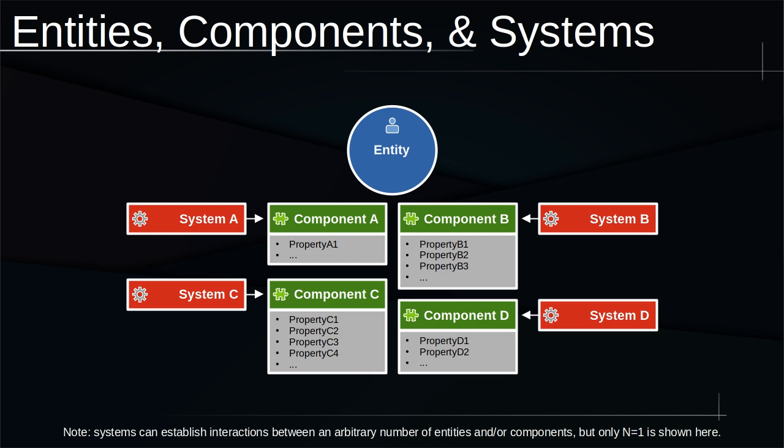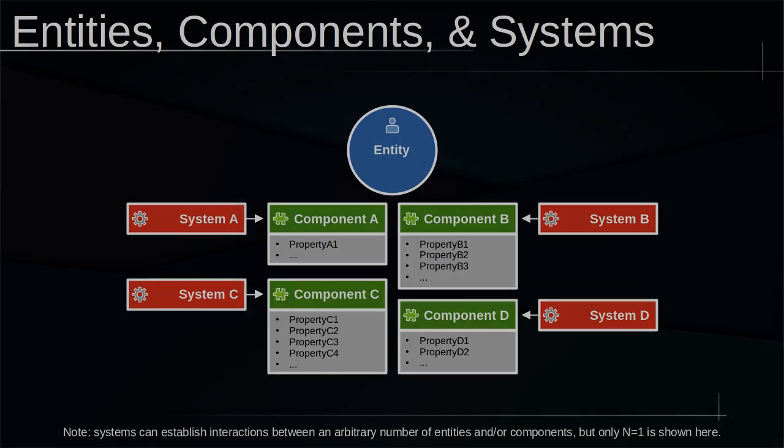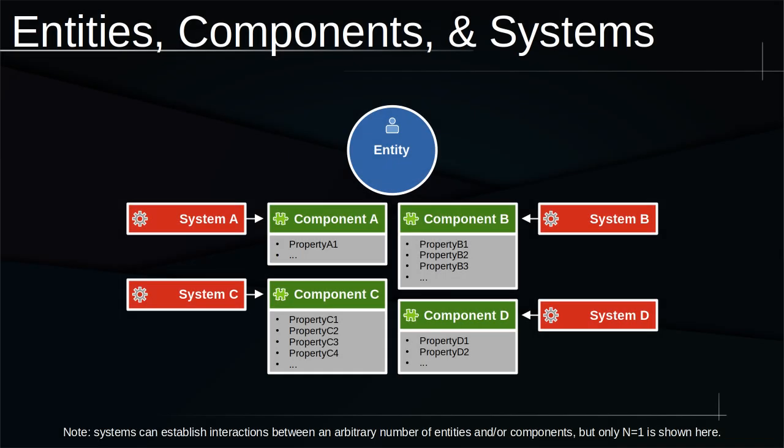To get where we're headed, let's revisit some of the concepts and visuals we discussed in Affliction Devlog 0. Here we have an entity which is defined by its components, and individual systems operate and/or depend on some combination of these components. Side note, I'd need to say the phrase operate and/or depend on quite a bit throughout this video, so instead I'll abbreviate it as just operate on, and you'll know to expand the term.